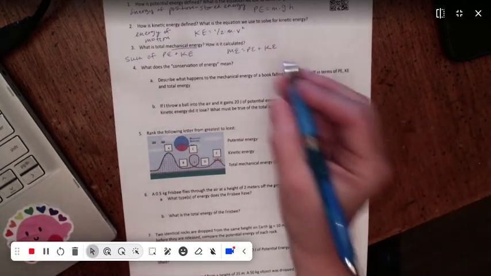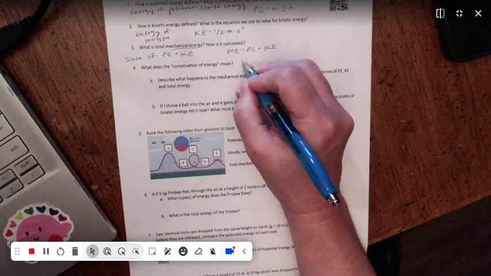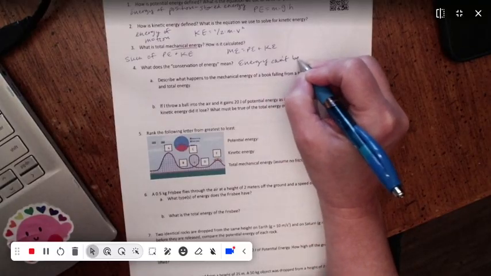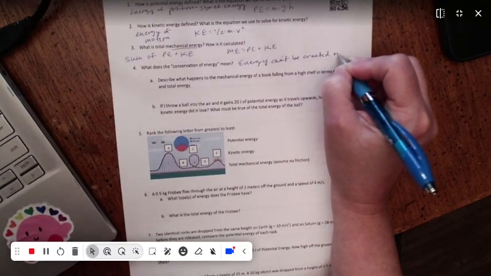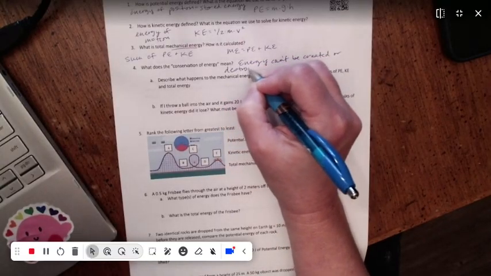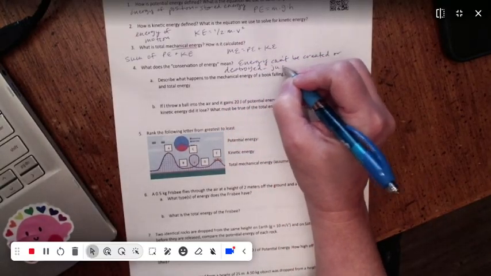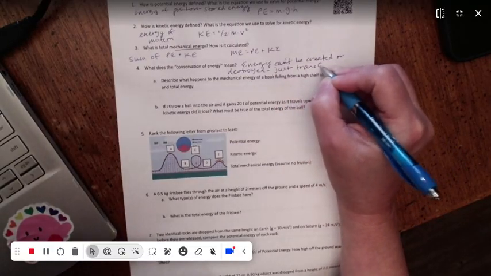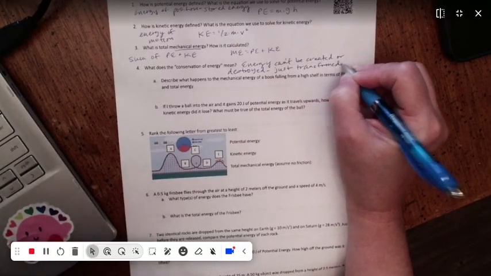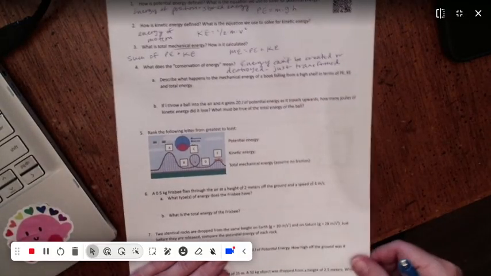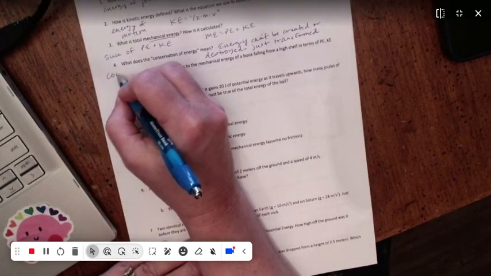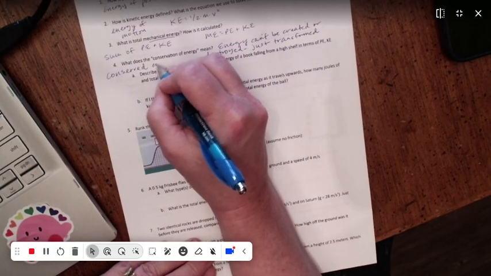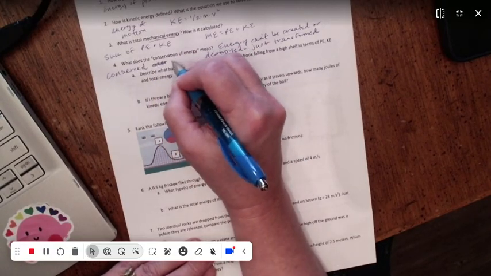What does conservation of energy mean? This is a law that says energy can't be created or destroyed, just transformed. So energy can change from one type of energy to another, but we are never going to lose or gain energy. Energy is a conserved quantity. That means that our total energy of an object is going to stay the same.